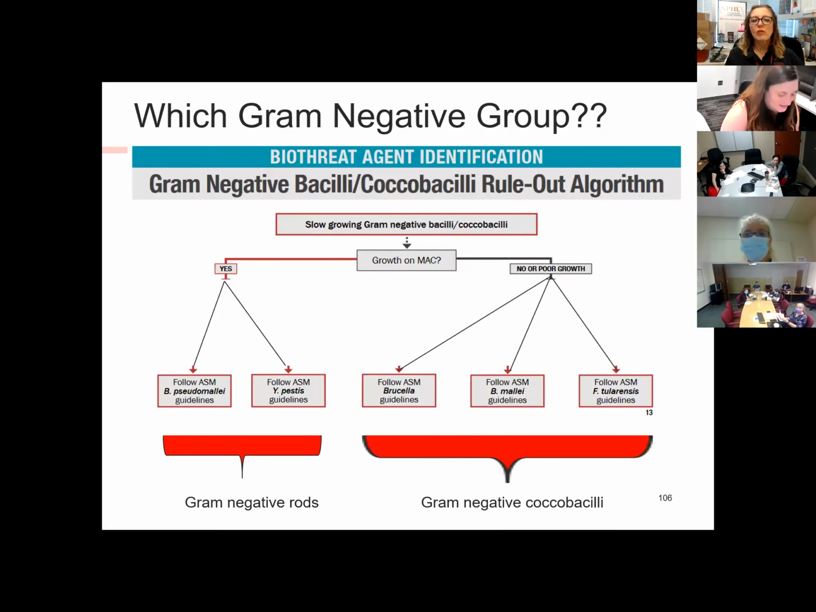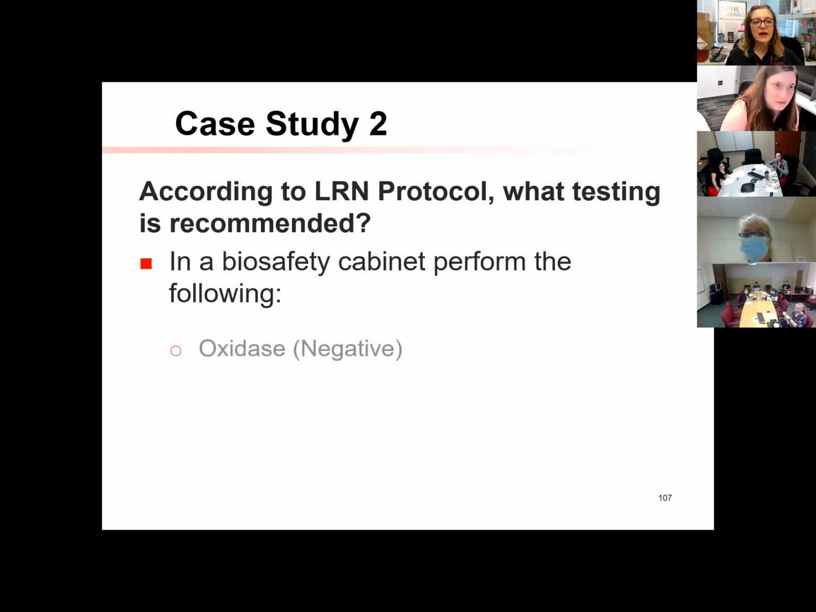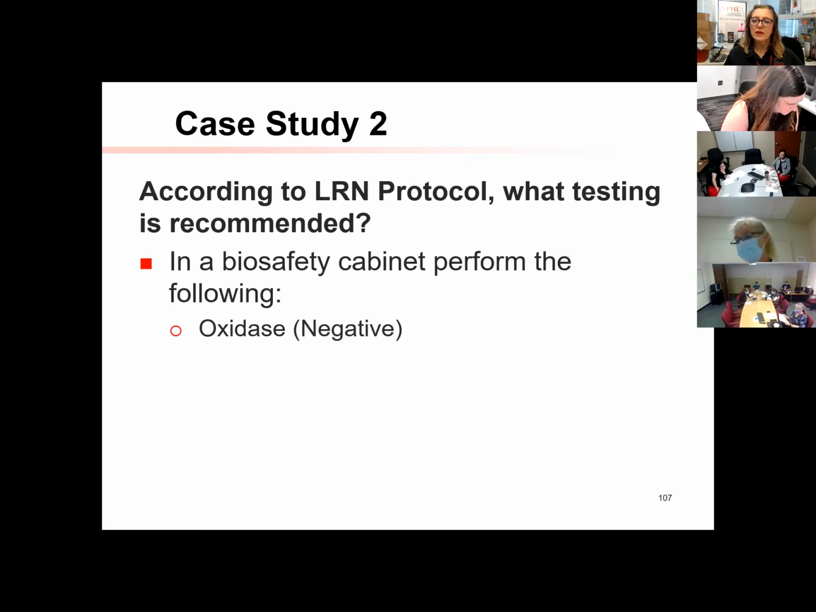Well, assume there is no growth on MacConkey at this point. So I tell you that, and I want you to do an oxidase. Oxidase is negative. So then what organisms have we been able to rule out so far of those 3 organisms in that summary page?